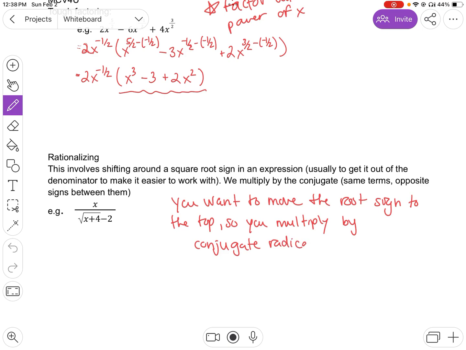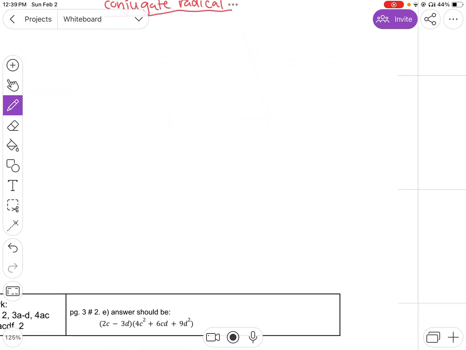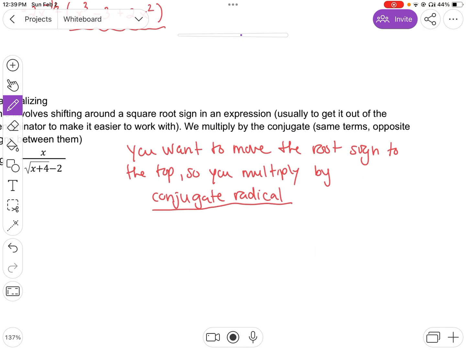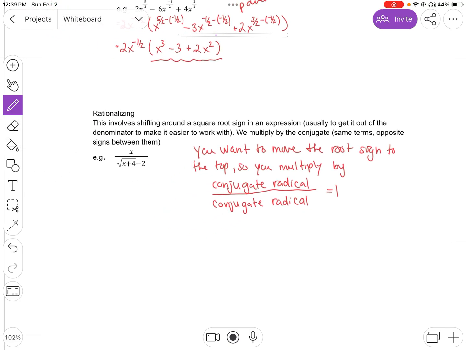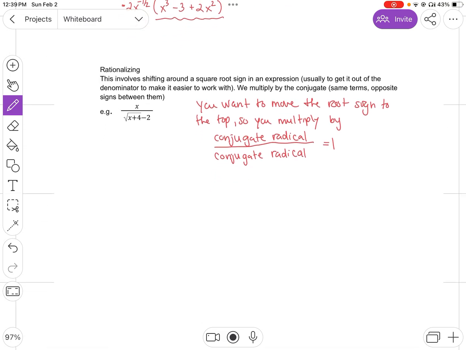radical. And because we can't just multiply something and completely change our expression, we actually have to, oh man, sorry about that, multiply it by the conjugate radical over top of itself, right? Because we know that any number or expression over top of itself is just equal to 1, and we can definitely multiply anything by 1 because that doesn't change it. So let's take a look at this example by doing that now.